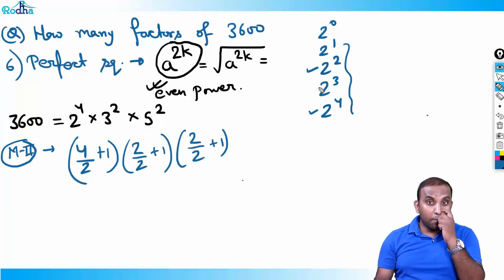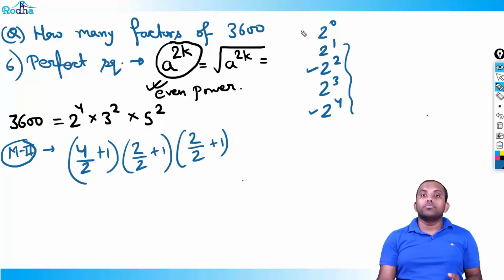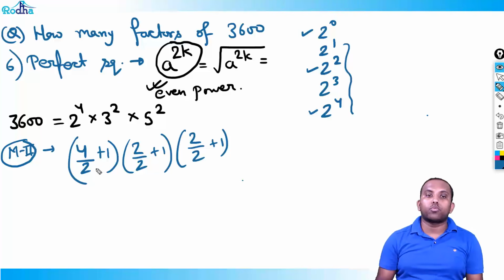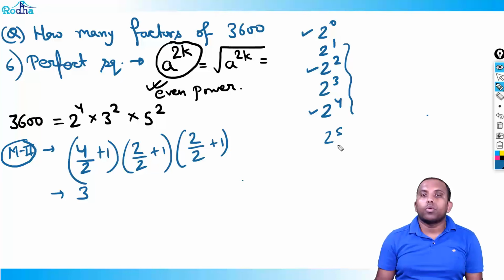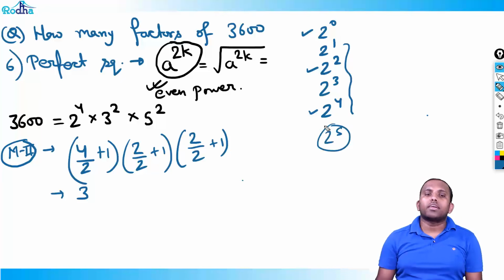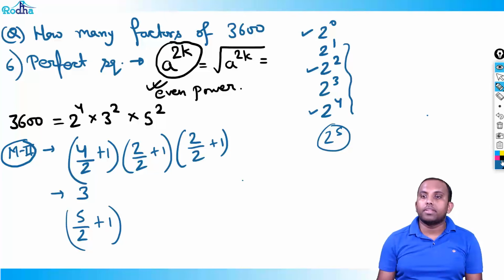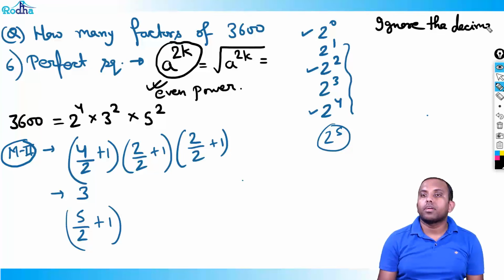And plus 1. Plus 1 because of this 0, right? So I want to add this plus 1. So simply do 4 by 2 plus 1. 4 by 2 plus 1 is how much? It is 3. So 3 is here. Correct. Now you can ask me what if I have 2 raised to 5 here? In that case, what do I need to do? Nothing. You write 5 by 2 plus 1 only. Just ignore the decimal part. In this method, we need to ignore the decimal part.